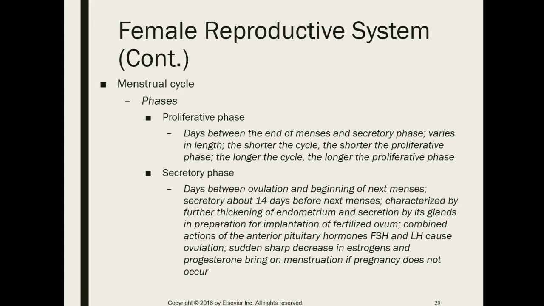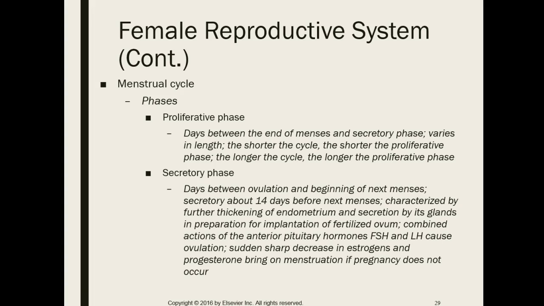Once ovulation takes place, we enter into the secretory phase. So this is when the uterus really starts to prepare for the implantation of that fertilized egg. So the endometrium is going to thicken. We're going to have follicle stimulating hormone, or FSH, and then the luteinizing hormone, LH. That's going to kind of give us that initial ovulation that's going to take place.